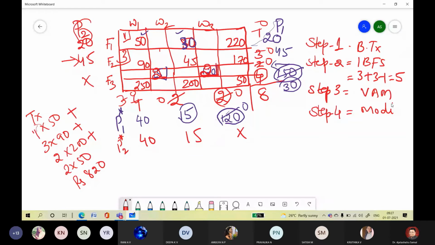When we have an allocated cell value, that is called an occupied cell. When you are getting the allocated cell value, that is called an occupied cell. The cells which are not occupied mean there is no allocation. Two concepts are there. Okay, I'm telling you.